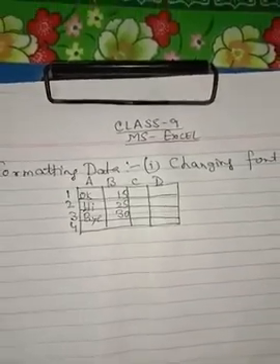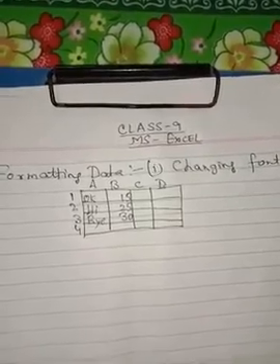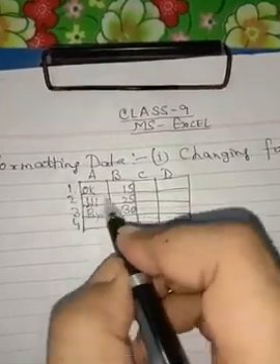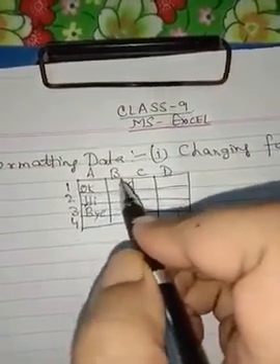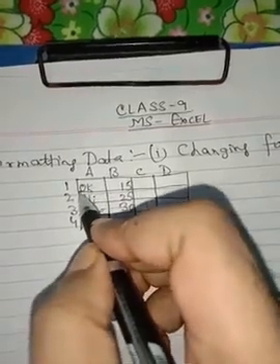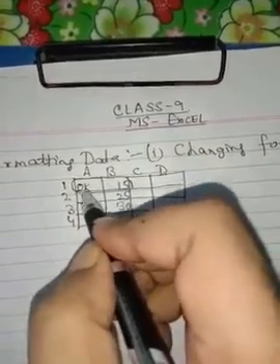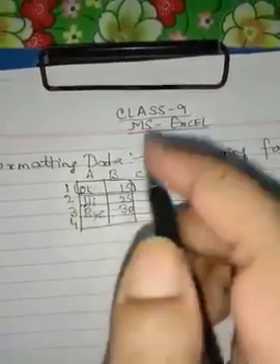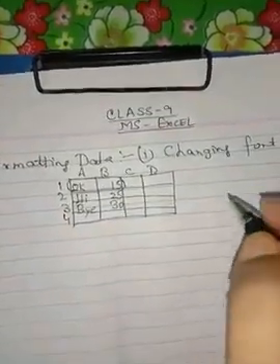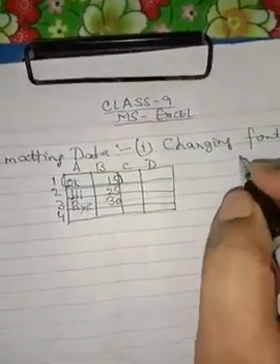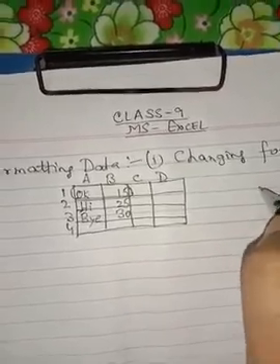In order to change the font characteristics, first of all select the cells whose font you need to be changed. Suppose you want to change this font, then select this row or the cells whose font characteristics you want to be changed. Suppose I have selected this range of cells. Range means the group of cells. I have selected these cells whose font I need to be changed. Now I move to the font group.